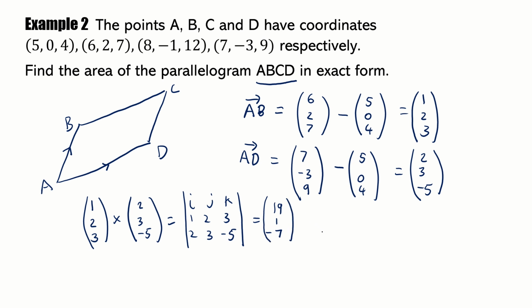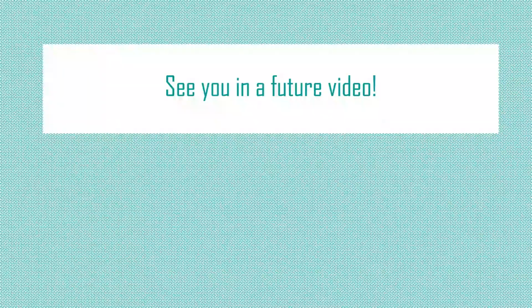But the point is, to finish off the question, the area of the parallelogram is going to be even more simple than before. It's literally just going to be the magnitude of that vector, so that's going to be the square root of 19 squared plus 1 squared plus technically -7 squared. And so if you work that out in exact form, that will come to the square root of 411. And there you go, that's all I wanted to cover today.